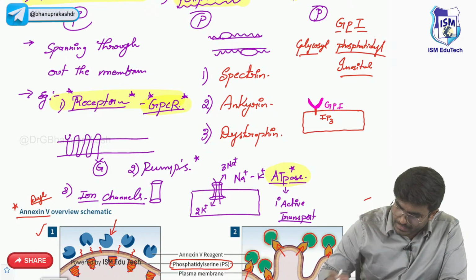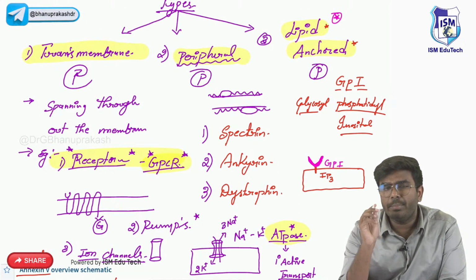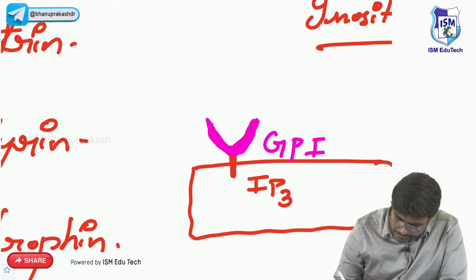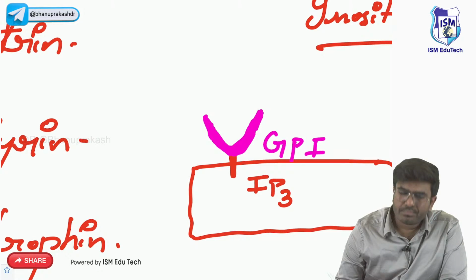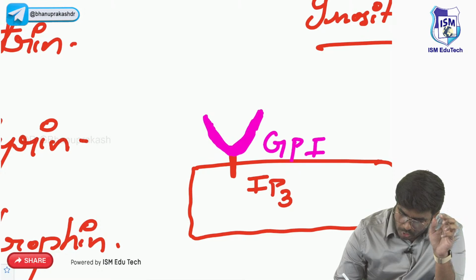Okay, guys, let's come back. What are we discussing? We are discussing a lipid anchored protein, right? The protein which is attached to a lipid. See, it has two hands. With one hand, it catches a molecule called DAF.